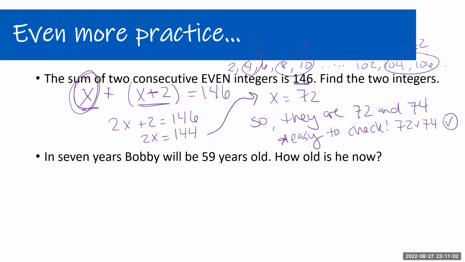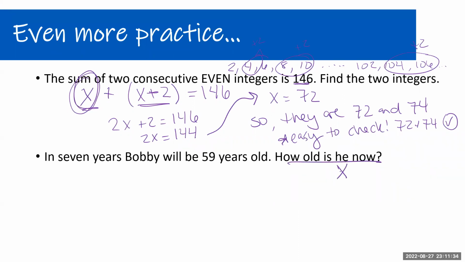Okay, let's think about one more example. In 7 years, Bobby will be 59 years old. How old is he now? Now, a lot of you can do this in your head just intuitively, and that's great. Because if you do it in your head and then you set it up algebraically, you are learning how to do it algebraically with intuitive problems. So when you get harder problems that you can't quite think through in your head, you still know how to do it. So we know that Bobby will be 59 years old 7 years from now. So how old is he now?